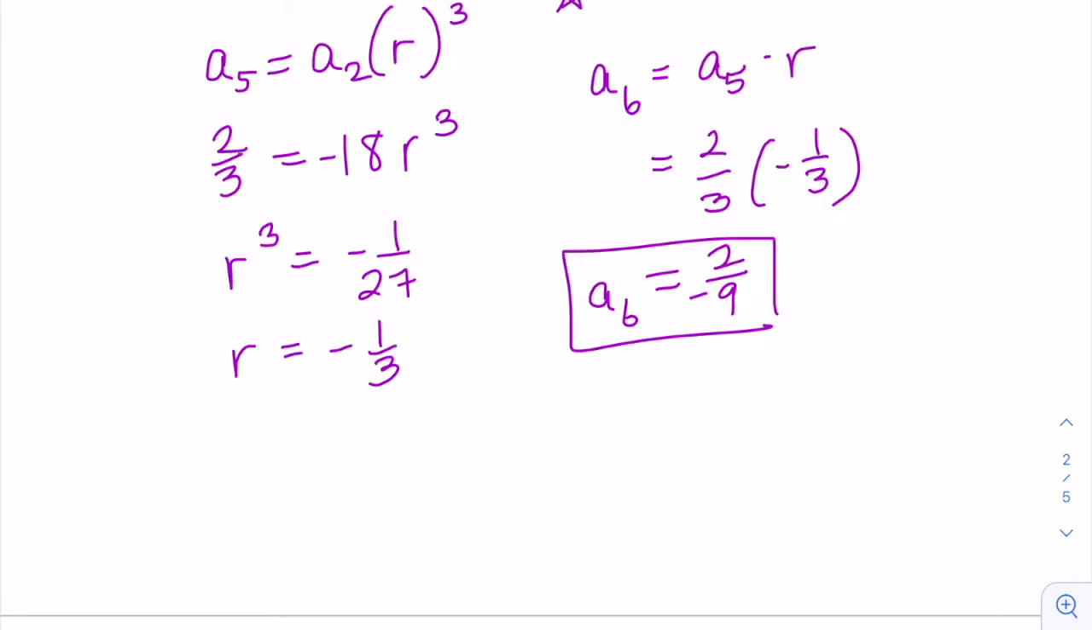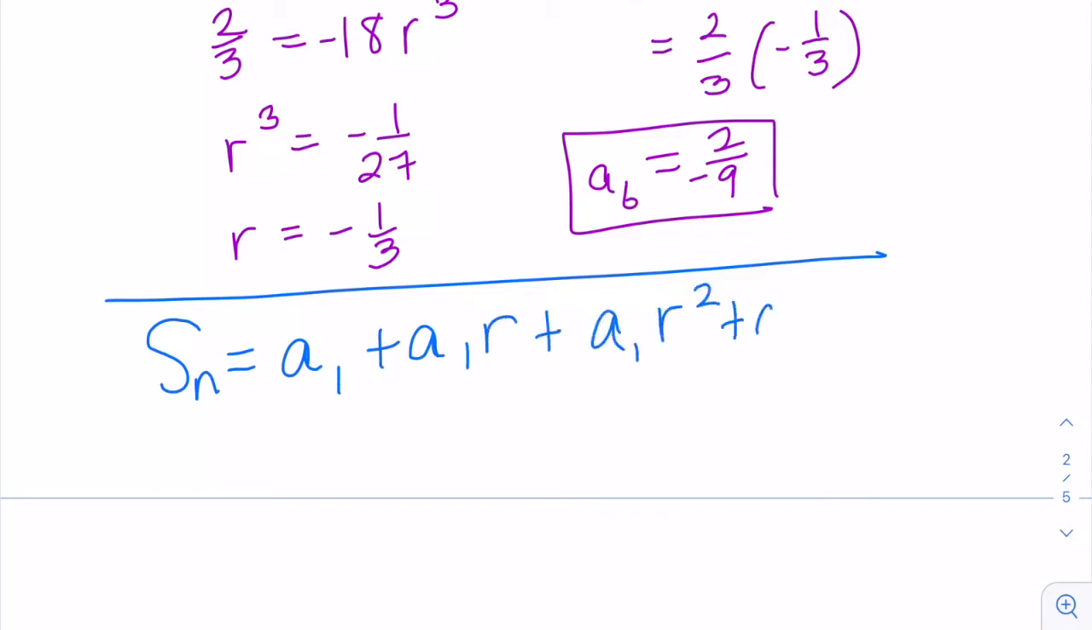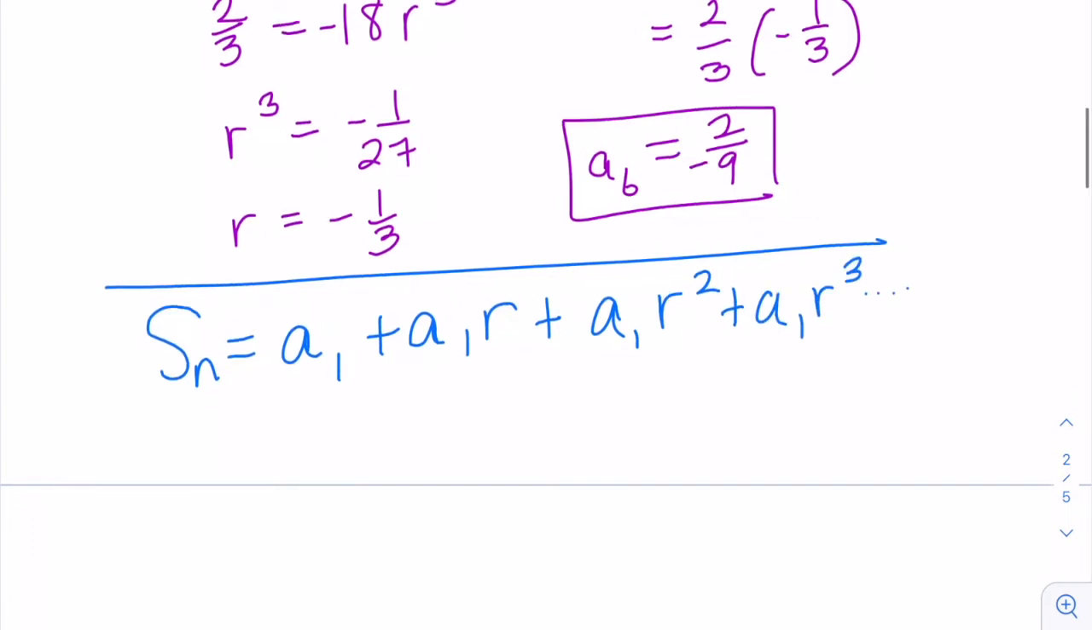Just like we had done for arithmetic sequences, we can actually find the sum of geometric sequences. I'm going to walk through the proof with you. If we know the sum of the geometric sequence, I'm going to write out the first few terms. We have a sub 1 plus a sub 1 times r plus a sub 1 times r squared plus a sub 1 r cubed. It's going to keep going till we have a sub 1 times r to the n minus 1.